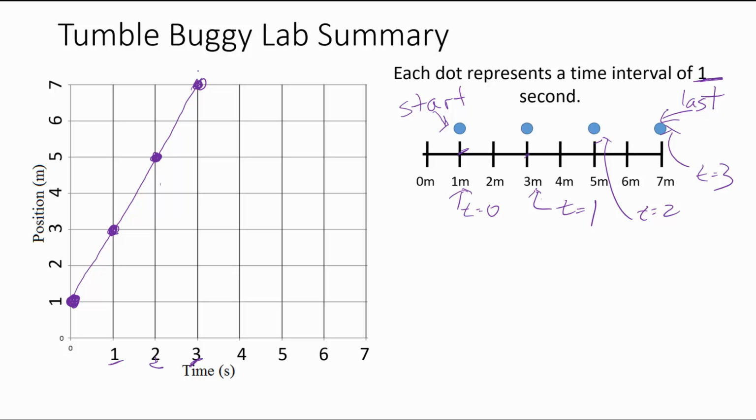Okay, so there's my line, and of course we always want to have a title on our graphs. I kind of missed that, so we'll just say position versus time. You can also call it Tumble Buggy lab summary, that's fine too. Our next step is going to be to write out our equation of the line. We see this is pretty linear, and you guys know from math class the generic format for a linear line is y equals mx plus b.